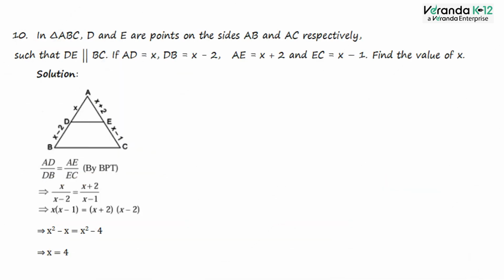Question number 10. In triangle ABC, D and E are points on the sides AB and AC respectively, such that DE is parallel to BC. If AD is equal to x, DB equal to x minus 2, AE is equal to x plus 2, and EC is equal to x minus 1, find the value of x. Solution. From the diagram, the ratio AD by DB is equal to the ratio AE by EC by basic proportionality theorem. Upon solving the ratio, we will get the value of x is equal to 4.